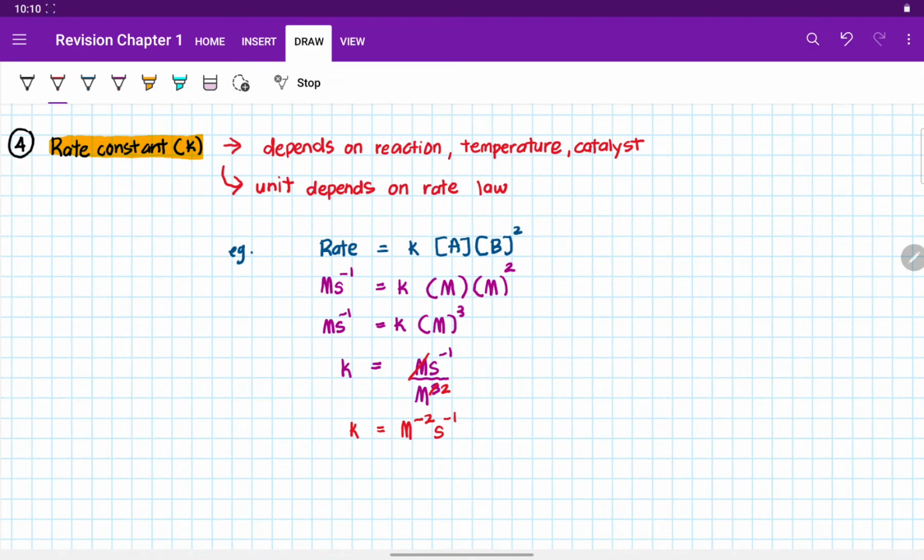Again, unit of K is not fixed. Dia adalah bergantung kepada apa kita punya rate law dekat sini.